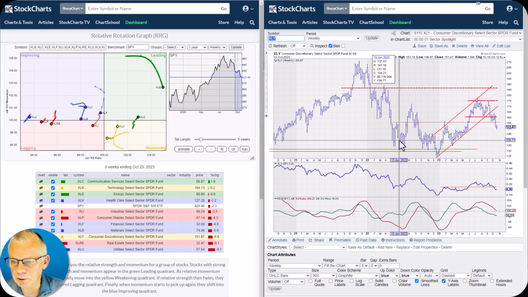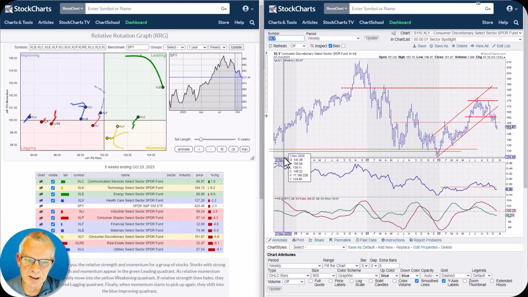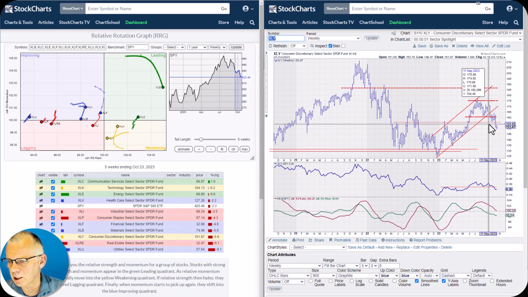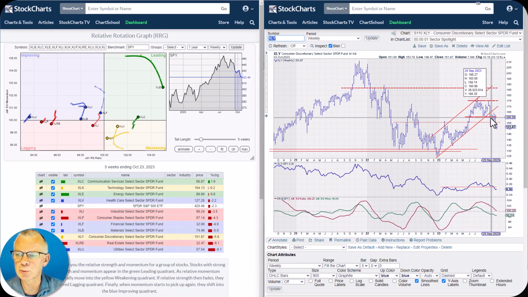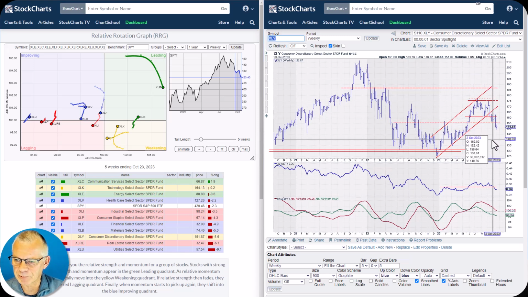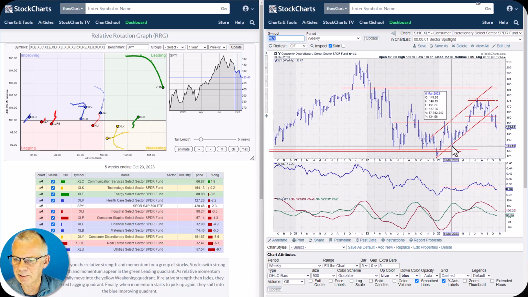And then here we've got consumer discretionary. That is now definitely weakening. You can see that last week we broke below the previous low. We're confirming lower highs, lower lows. We've executed that double top pattern. And for now, I think the next target area for XLY is probably around 135.